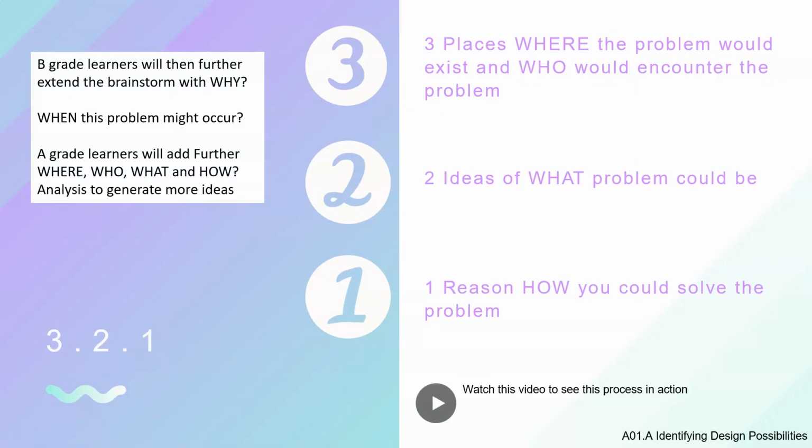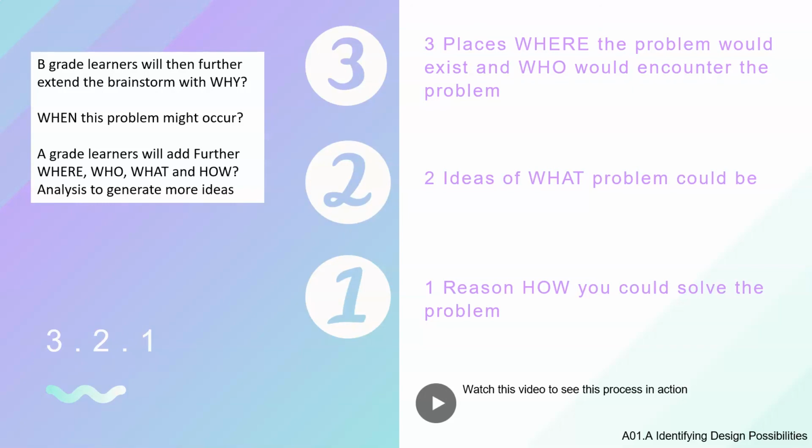So, as a reminder, 3 places where the problem would exist and who would encounter the problem, 2 ideas of what the problem could be, and 1 reason of how you're going to solve the problem. Now, B grade learners will further extend the brainstorm with reasons why. They might also consider when this problem might occur.